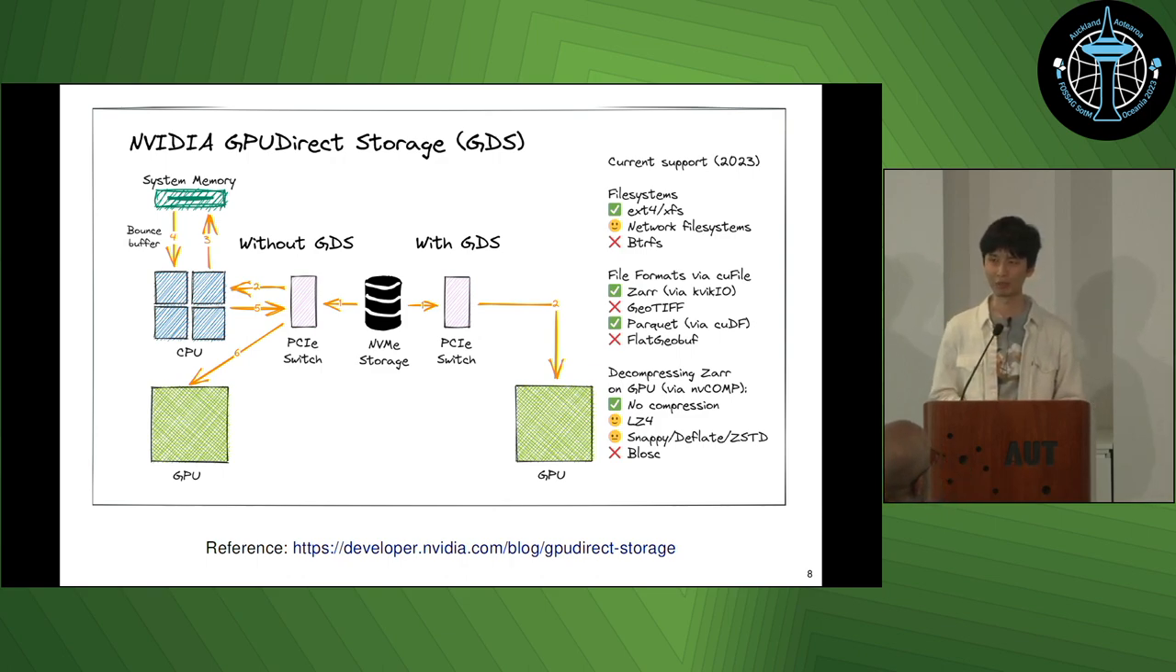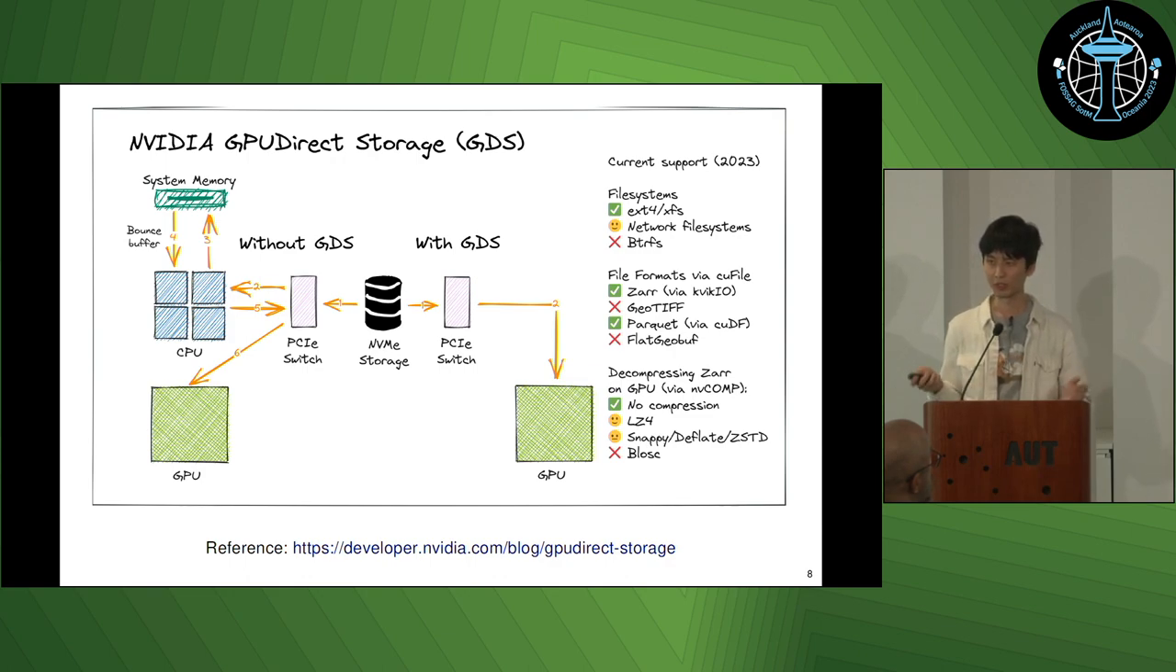And for Zarr in particular, it works best if you don't have compressed data. If you have compressed data, there is support via nvCOMP, NVIDIA's compression library, for LZ4, Snappy, Deflate, Zstd, but it's a bit more work to do. But it is possible to decompress your data on the GPU instead of using the CPU. So we're working towards that GPU-native world where you can do everything on the GPU. And that's this blog post if you're interested in finding out more.